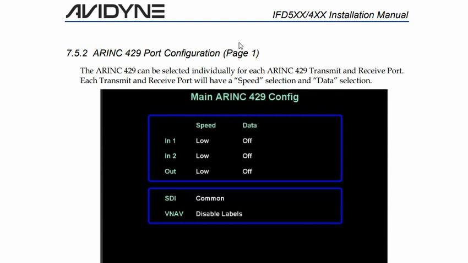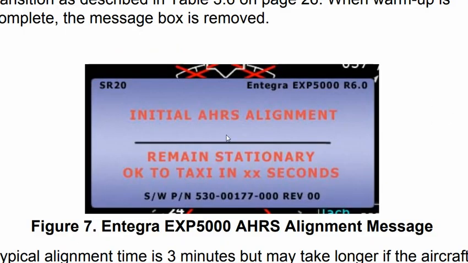If you're not sure whether your PFD can take WAAS GPS approach information or not, go to your PFD, fire it up, and take a look at this page right here. This is the screen that pops up while the AHRS is warming up, while the AHRS is aligning. And where you're going to find that information, there's a couple places you can look.